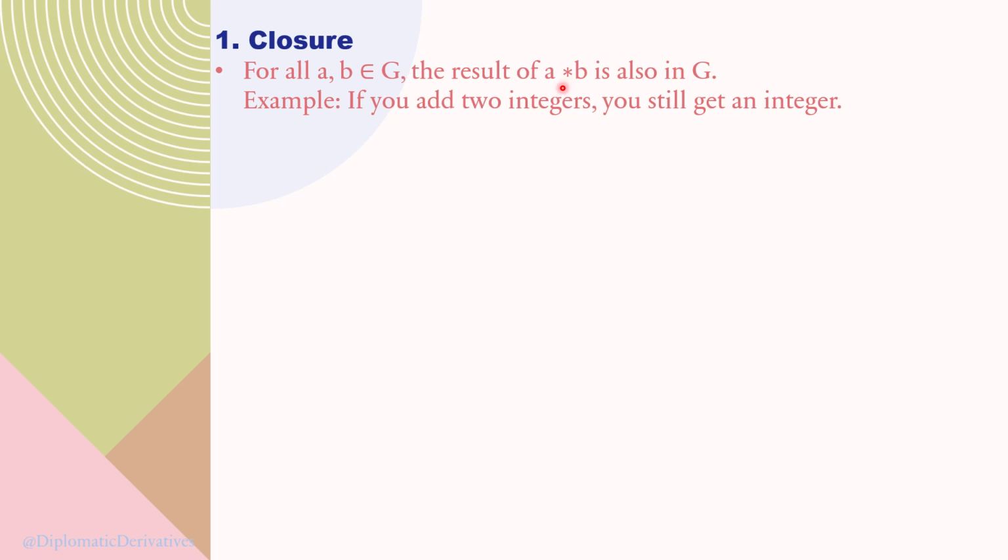This operation could be either addition or multiplication or whatever. A star b is also in G. So the answer of this particular operation must also be a part of the group. Then we say that it's satisfying closure. If you add 2 integers, you still get an integer. So it's part of the integers set, so it's closed under that operation.